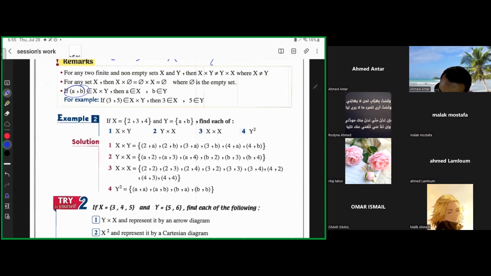And if you have (a, b) belongs to X Cartesian Y, then the a must belong to the X and the b must belong to the Y, because the first is the X and the second is the Y. For example, if you have (3, 5) belongs to X Cartesian Y, so the 3 belongs to the X and the 5 belongs to the Y. Let us solve this question.